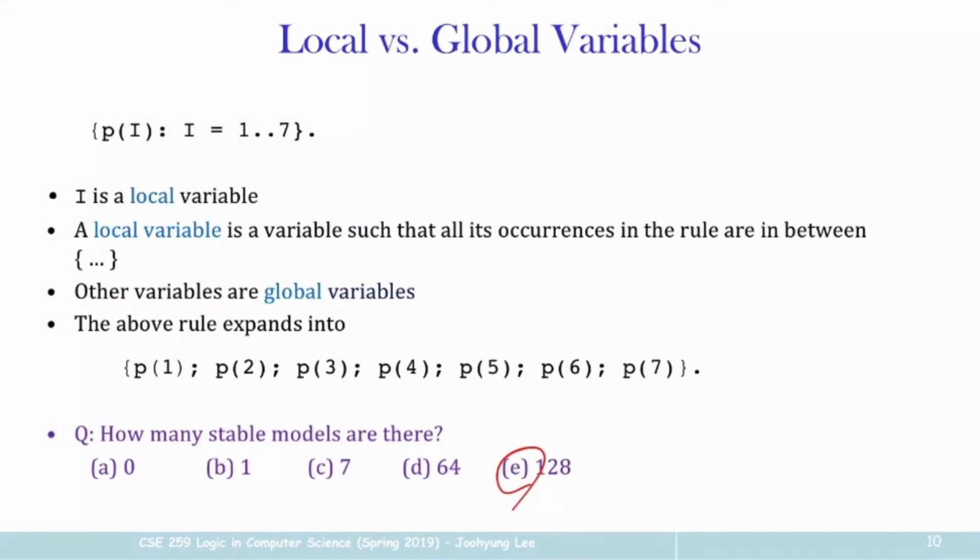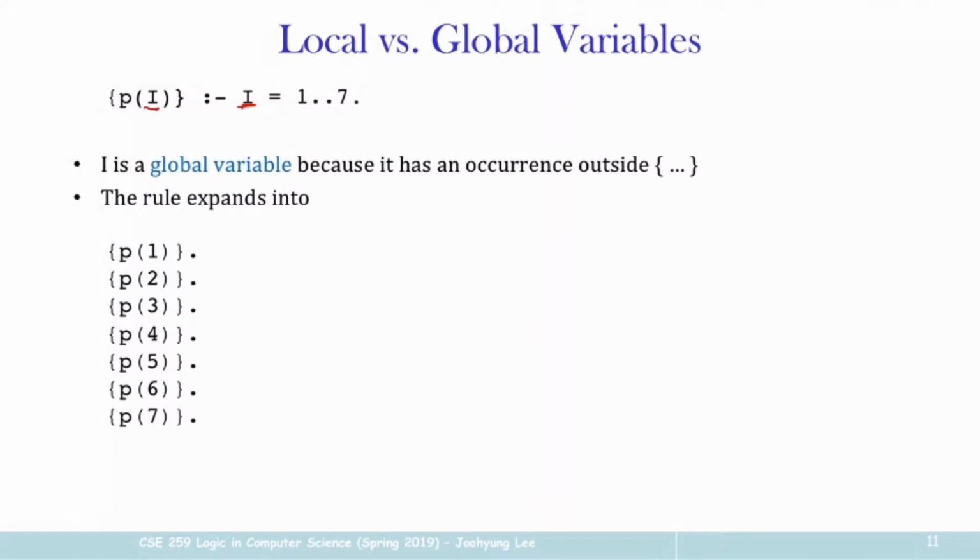So here when I was used as a local variable, okay, all the occurrences of I were inside the set brace. In this case, this rule extends to this. There's still only one rule, but this one rule has now 7 atoms. On the other hand, in this case, I is a global variable, and each rule has only 1 atom, but there are 7 rules there. Okay?